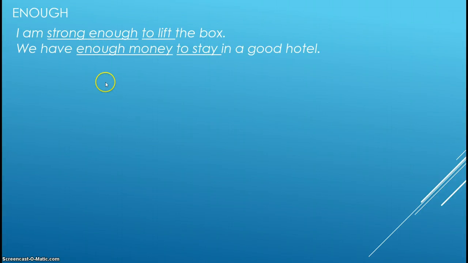Now enough, we can also talk about. I am strong enough to do what? To lift the box. We have enough money for what? Well, to stay in a good hotel. Another common use of the infinitives.